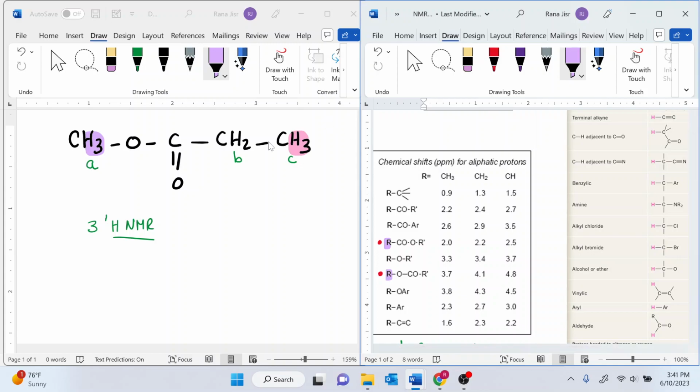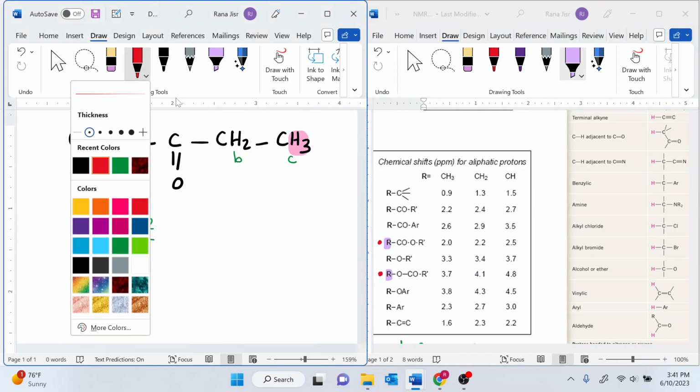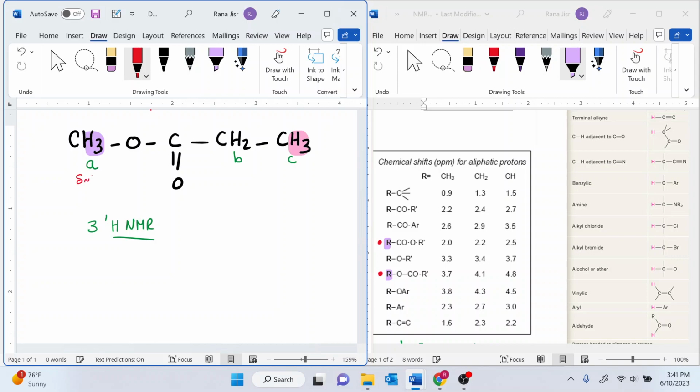So here, if I want to see the shift of this CH3, this is an R connected to an oxygen, so I have to look here. The R is a CH3, so I'm expecting this to be about 3.7 parts per million. So the chemical shift of this is going to be around 3.7 parts per million, and I'm going to see it as a singlet, one peak, because next to it there are no hydrogens whatsoever. So that proton A is going to appear as a singlet around 3.7 parts per million.